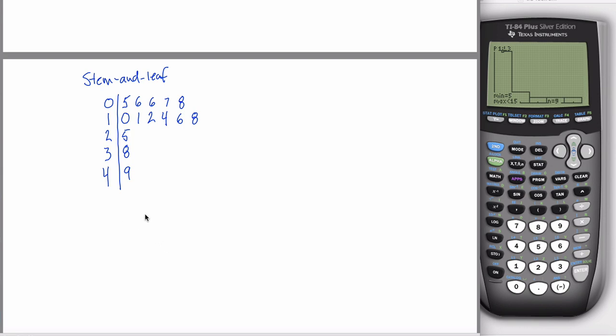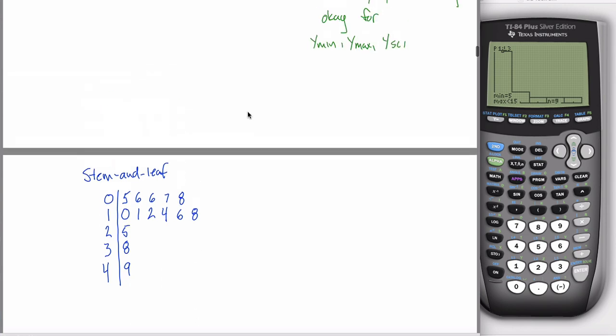Again, if I had an observation like 73, it would look like this. It's totally fine for you to have rows that don't have any leaves at all. You want to leave them blank. That symbolizes that there are no observations that have a stem of 5. I didn't have a 73, so my stems wouldn't have gone down to 7. They stop at 4. My stem and leaf plot looks like this.